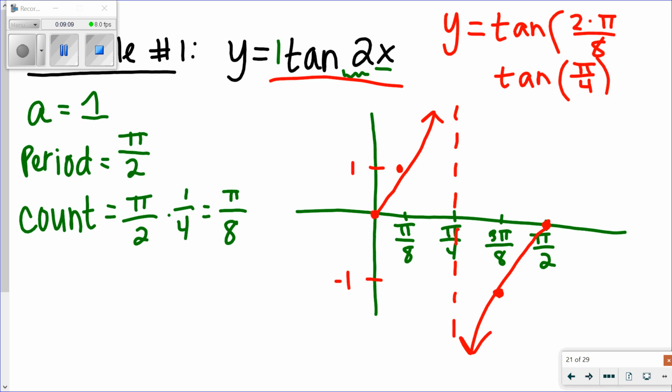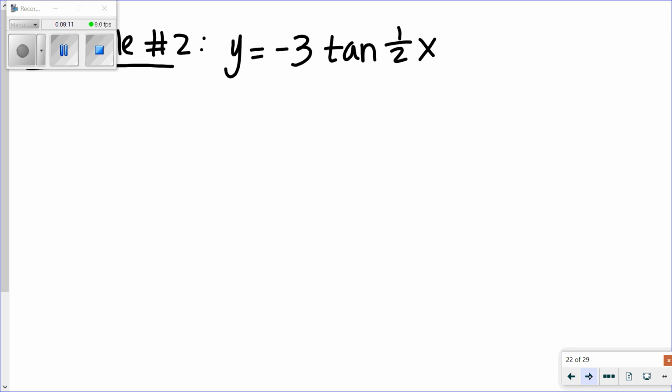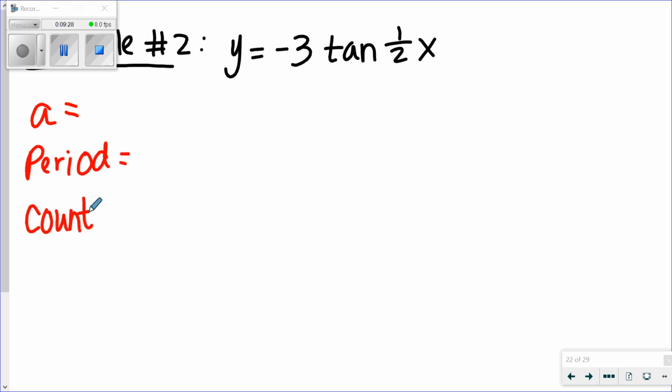Let's try another example. We're graphing now y equals -3 times the tangent of 1/2 x. Starting this problem the same way we did last time, we're going to calculate our amplitude, we're going to calculate our period, and we're going to calculate what we are counting by on our graph. Again, x is not being moved left or right here, so we don't have to worry about where we're starting. We're going to be starting at x equals 0.